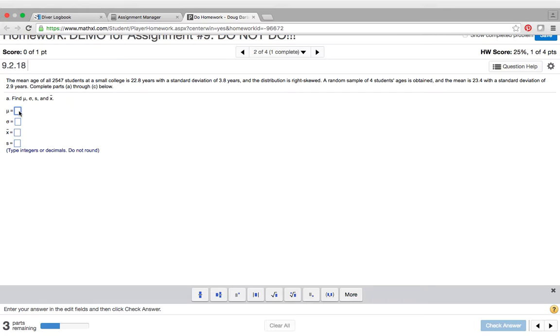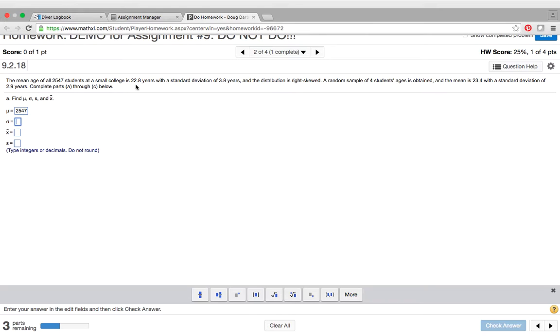Well, guys, mu is the mean for the larger group. In this case, it's all students at a small university. So mu is going to be 2547.